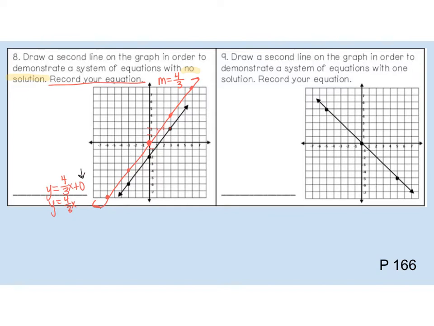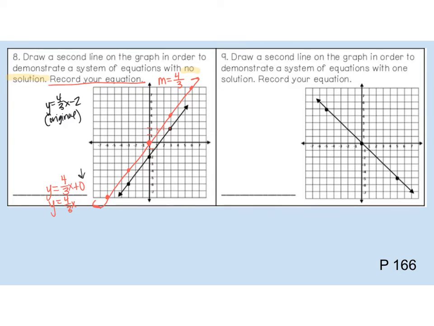You could have used 4/3 x plus 6, 4/3 x minus 8. The only one you couldn't have used was 4/3 x minus 2, because y equals 4/3 x minus 2 was the original equation of the line, and it was asking us to show a new equation. So let's look at number 9.